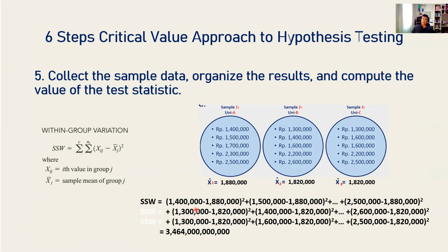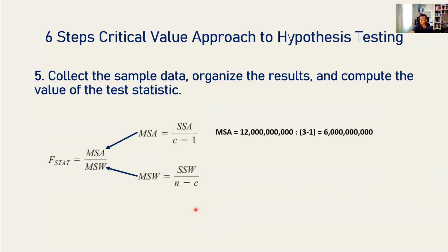After we have the among group and within group variations, we apply them to the formula. The SSA, we have 12 billion, divided by the number of groups minus 1, which is 3 minus 1, which equals 6 billion. For the within group variations, SSW, we have 3.464, calculated previously, divided by the total number of samples minus the number of groups, which equals this value, 288 trillion.